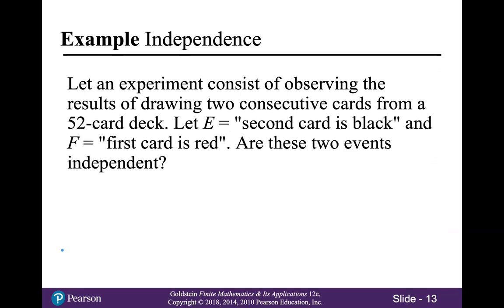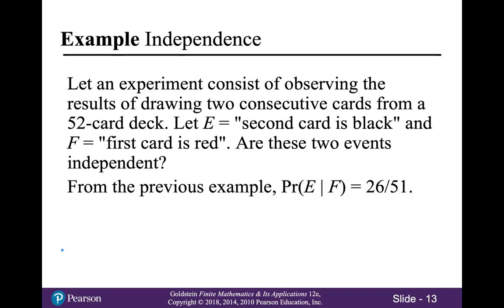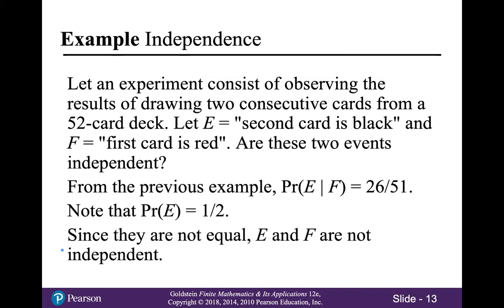All right, so let an experiment consist of observing the results of drawing two consecutive cards from a 52-card deck. Let E be the event the second card is black, and F be the event the first card is red. Are these two events independent? From the previous example, the probability of E given F is 26/51. However, the probability of E is 1/2, because half of the cards in the deck are black. Since those two numbers are not equal, the events E and F are not independent.